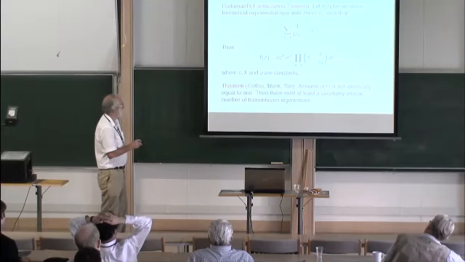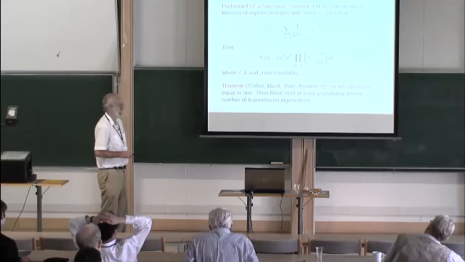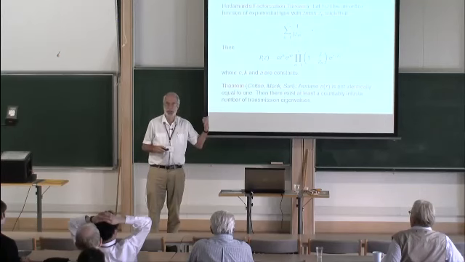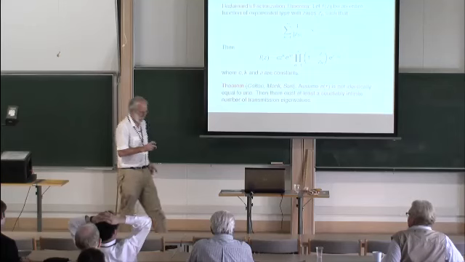So the theorem says, assume n of r is not identically equal to 1, then there exists at least a countably infinite number of transmission eigenvalues. Those of you who remember John Sylvester's talk will recall that when n changes sign, you had to assume n was constant near the boundary, and then you could show the eigenvalues were discrete, but the existence question is still open. But when you have a spherically stratified case, you don't have to make any assumption on whether n is bigger than 1 or less than 1. As long as it's not identically 1, there exists a countably infinite number of transmission eigenvalues. So it would be interesting to know whether that is true in the general case or not. This suggests that it might be, but who knows?